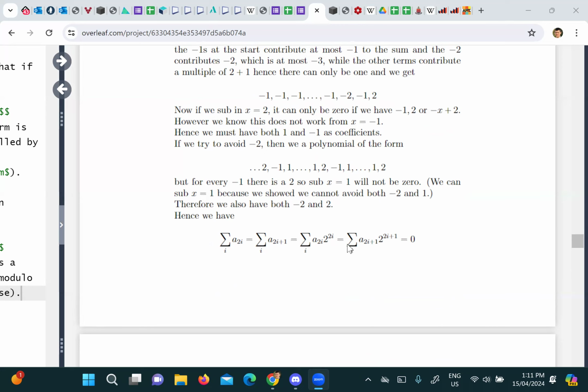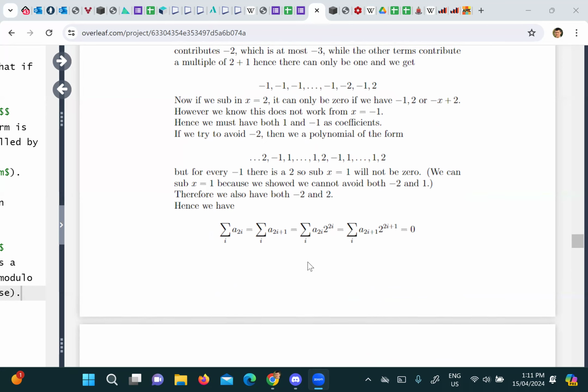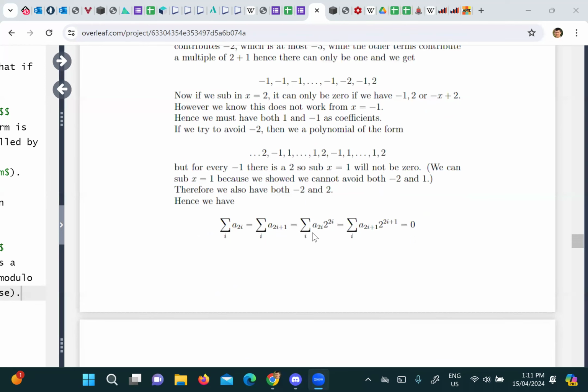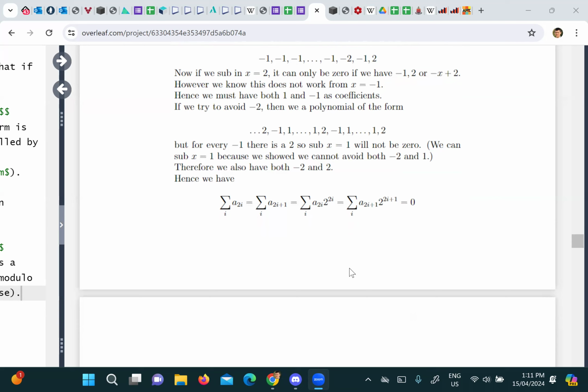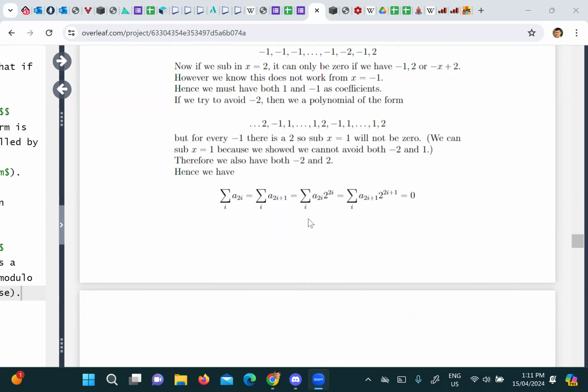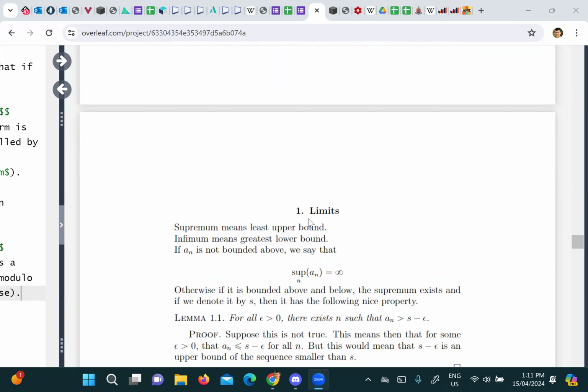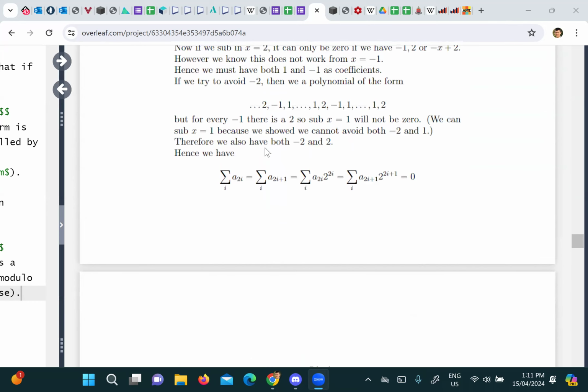And then we get something like this. Because it's skipping, this is some of the even terms, some of the odd terms. Because it's skipping powers of 2, the biggest power of 2 cannot be caught up by the other powers, because the coefficients are all at most 2. Or you can consider it mod 4 or mod 8 as well. But essentially you get this here if both minus 2 and 2 are roots.